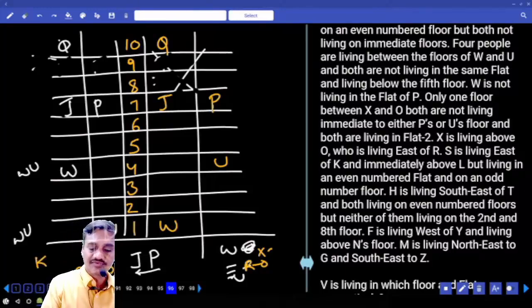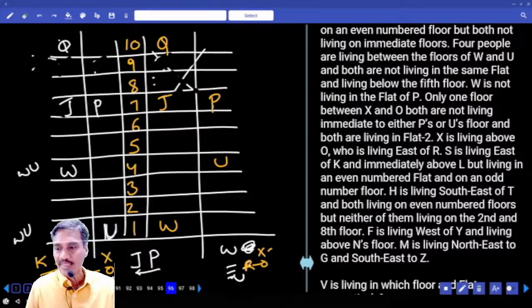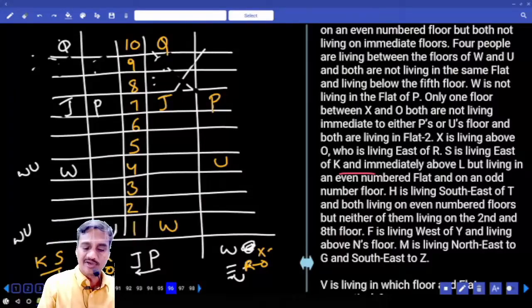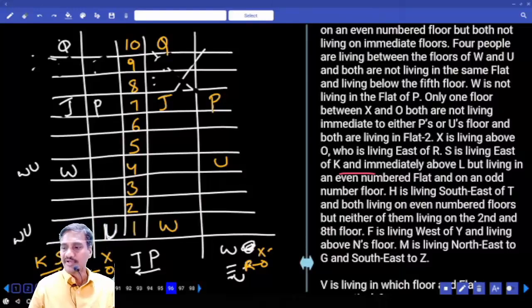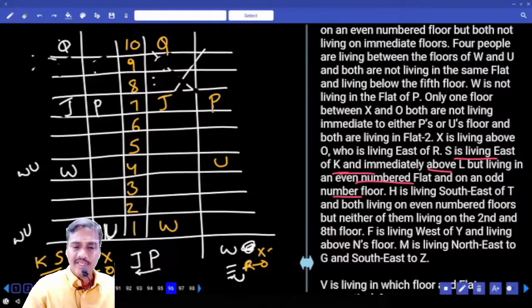S is to the east of K. K and S must be in the same flat. S is to the east of K and immediately above L, but living in an even numbered flat. Now S is living east of K and above L, but in an even numbered flat and an odd numbered floor. Even numbered flat and odd numbered floor.